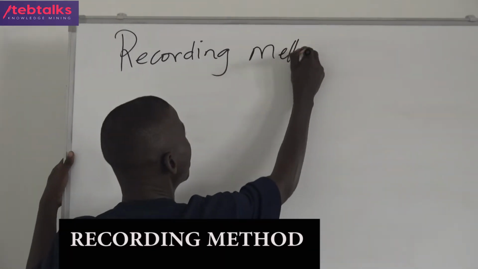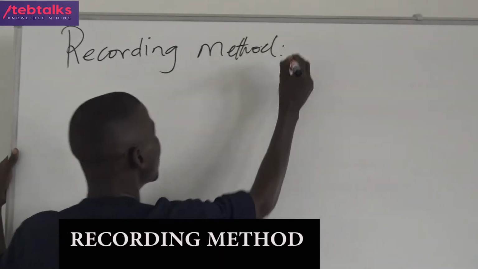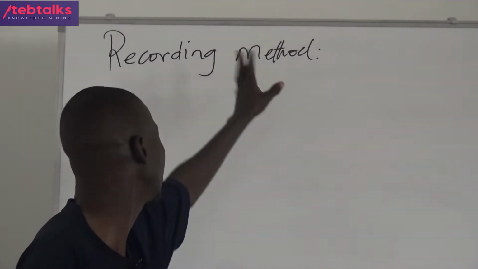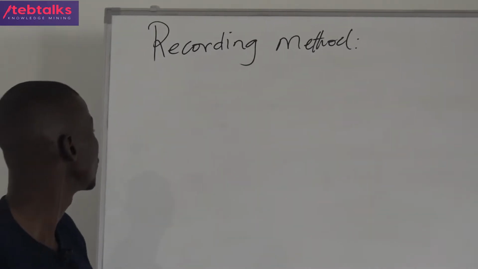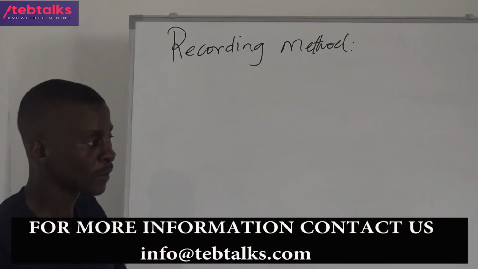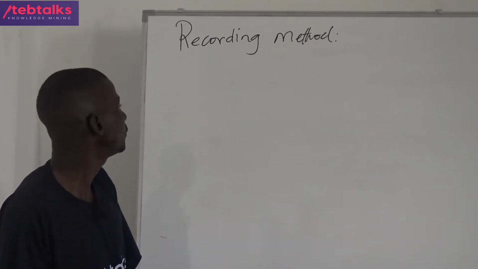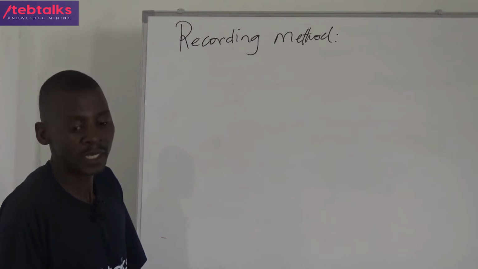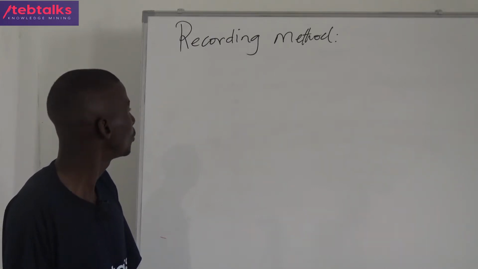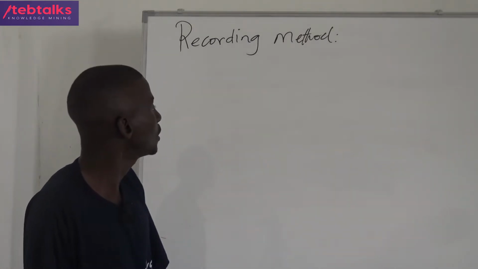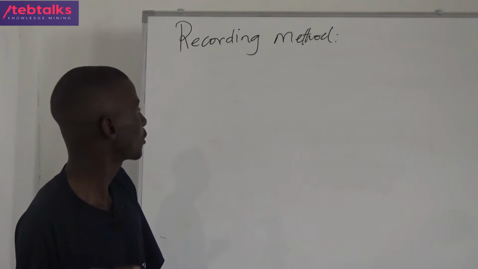Recording method. If you remember, we said first and foremost we have to know the definition of recording. So by definition we say that recording is a method of data collection that involves the use of a pen, a pencil or a ruler and any other writing material like a book to note down information got in the area of study.